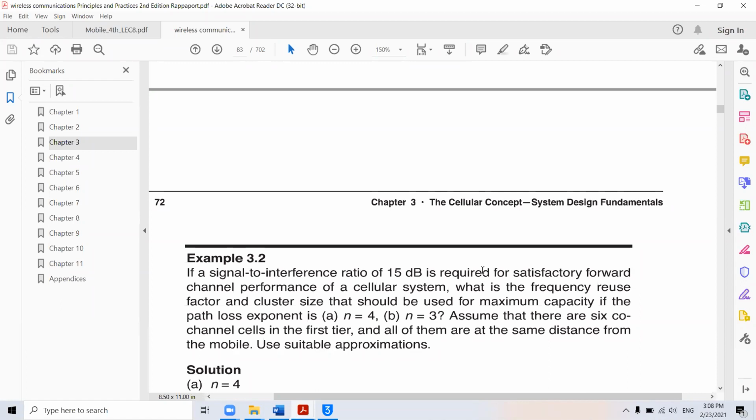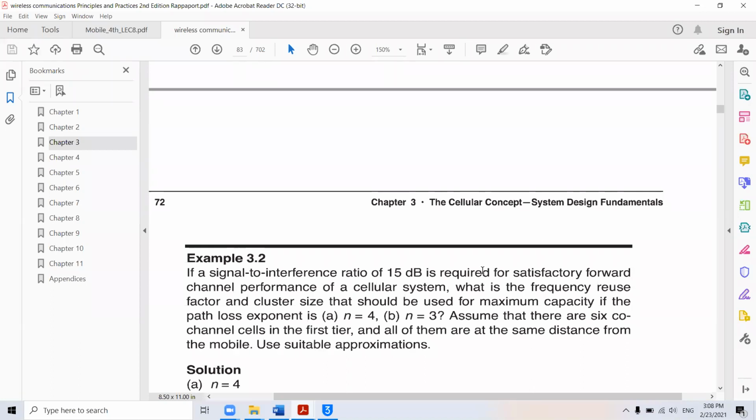Now, first of all, we have to discuss the important points in this example. At the beginning, we have two branches. Branch number 1, or A, talks about path loss exponent n equal to 4, and in B, n equal to 3. Really, we are going to study in this example the effect of path loss exponent on the system performance.